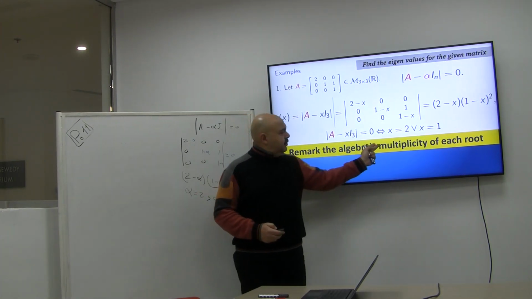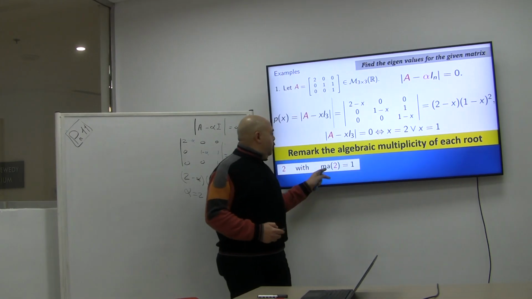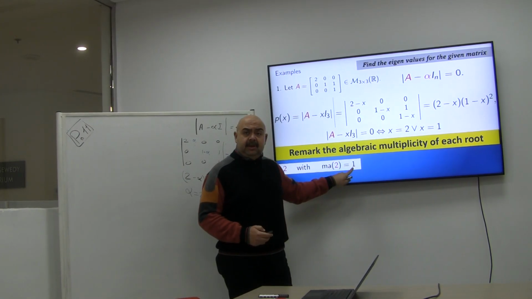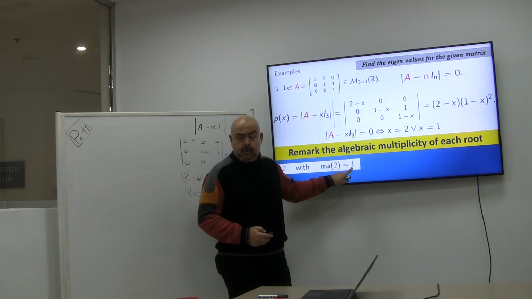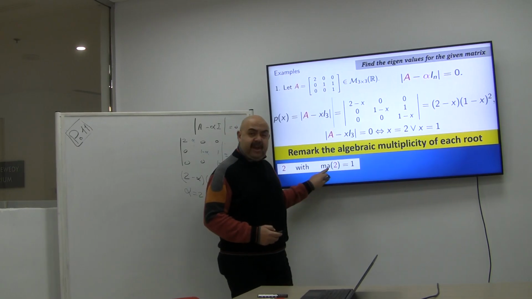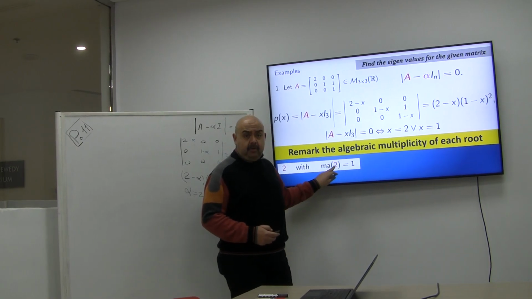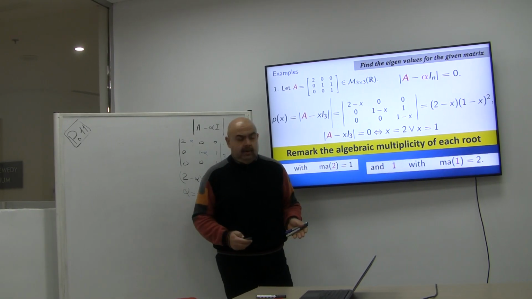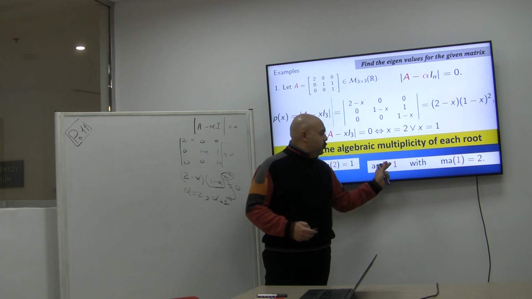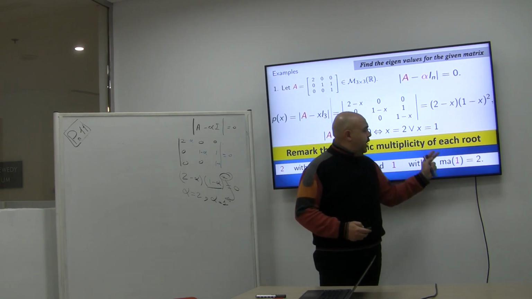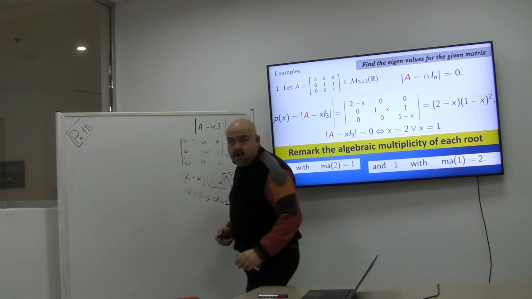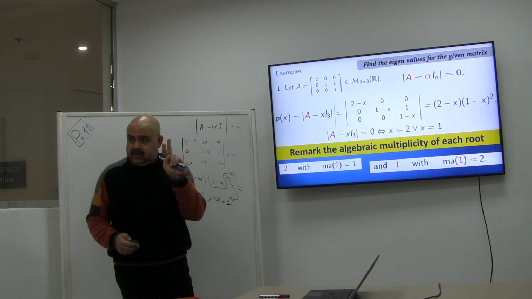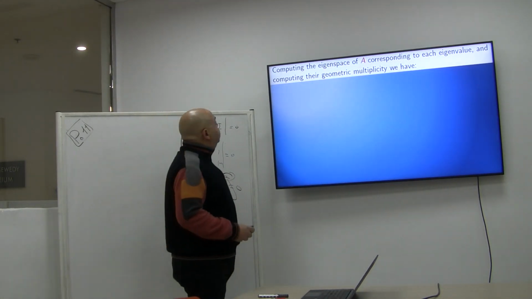Remark that the algebraic multiplicity of each root, for number 2, the algebraic multiplicity is equal to 1. We usually symbolize it by m of a, and then you put the value, the eigenvalue, and you seek the number of repetitions of this root. Similar manner for 1, and it is repeated 2 times, so the algebraic multiplicity of 1 is 2. Okay, perfect.